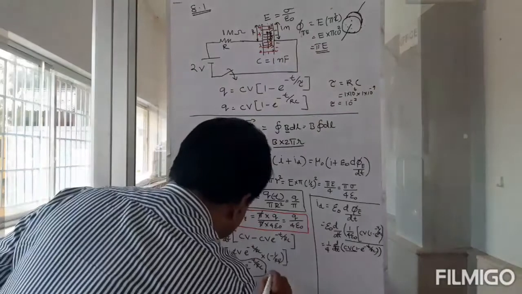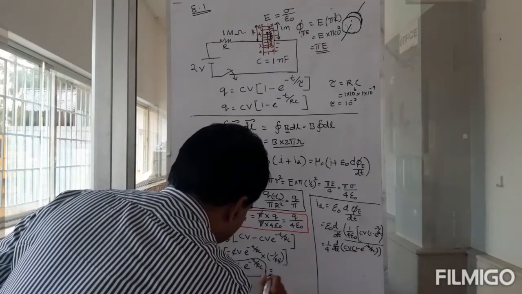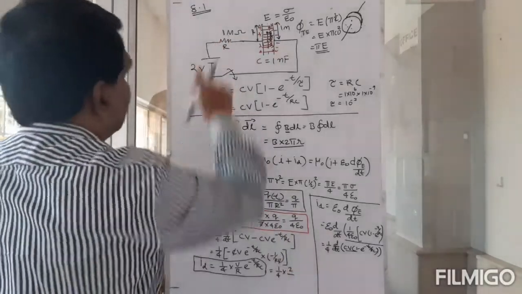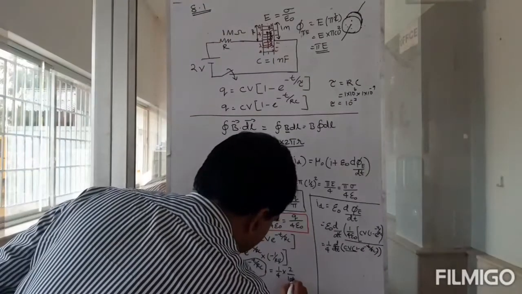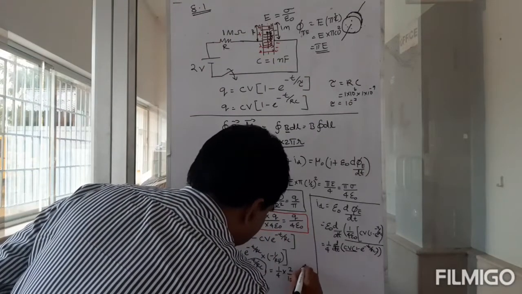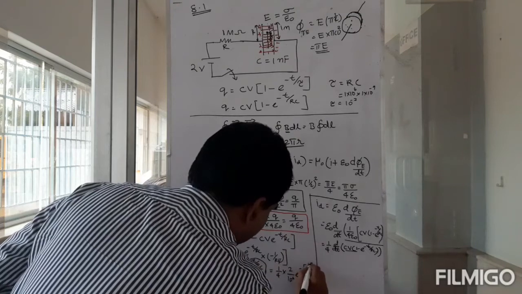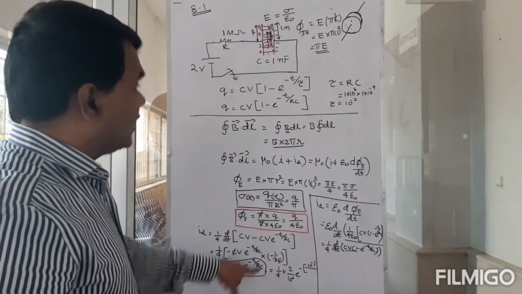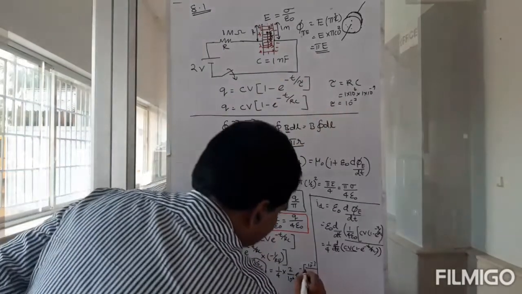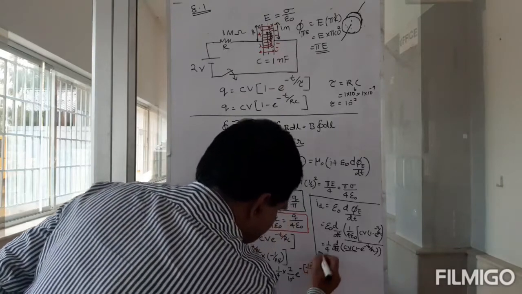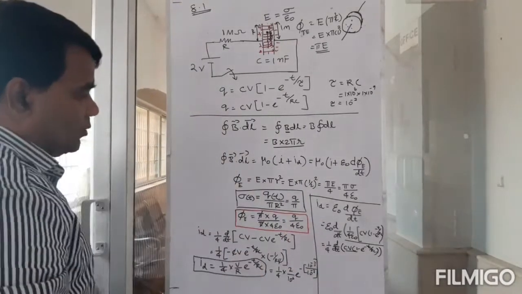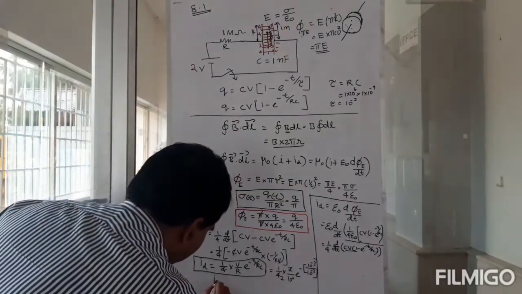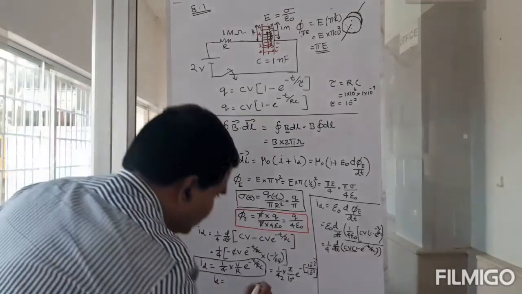So now ID is equal to 1 by 4 into V, which is 2, and then R is 10 power 6, and e to the power minus t by RC, where t is 10 power minus 3 seconds and RC is 10 power minus 3. So this will cancel to e to the power minus 1. Okay, this will be 2.